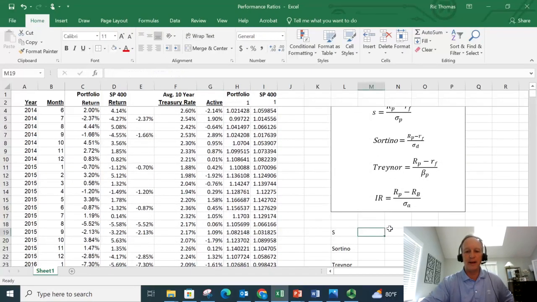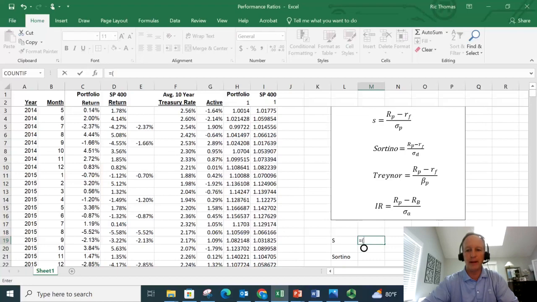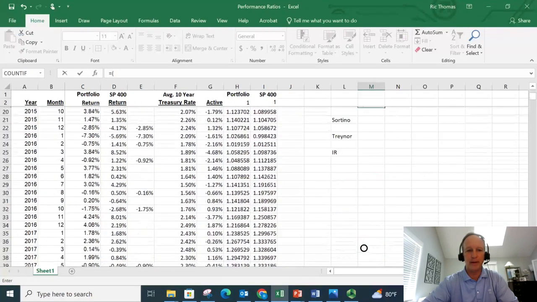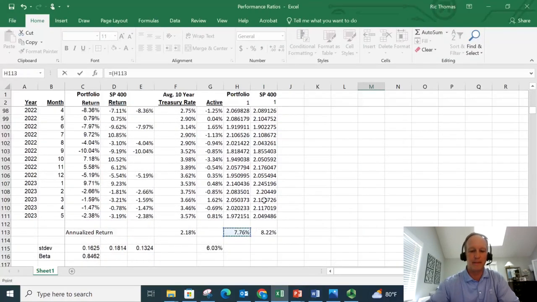So let's do this, the Sharpe ratio. The Sharpe ratio is just going to equal the return of the portfolio minus the risk-free rate. So that's going to be return of the portfolio, that's this number down here, minus the risk-free rate, which is the 10-year Treasury rate. Okay, we're going to close that off. Got to make sure you do the parentheses right or you'll mess everything up. And then I want to divide it by the standard deviation of my portfolio return.